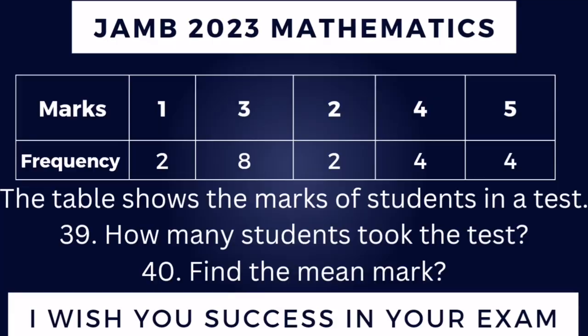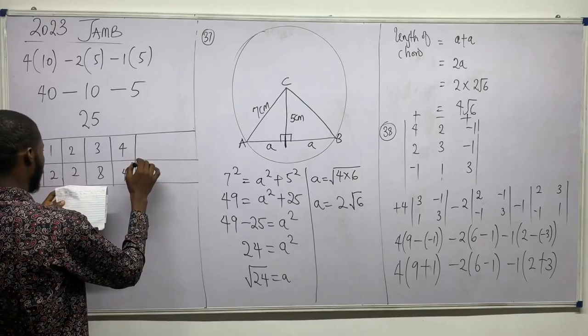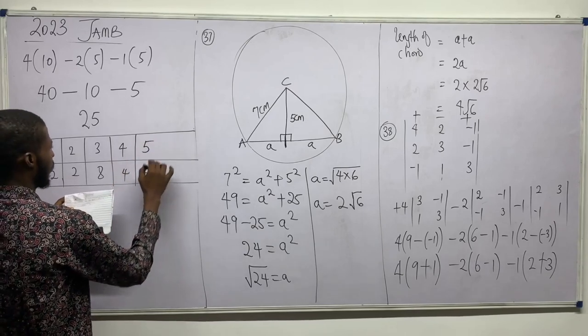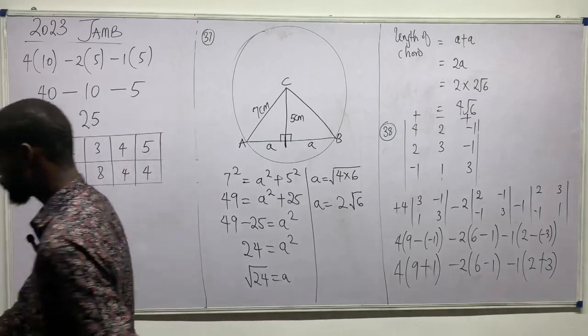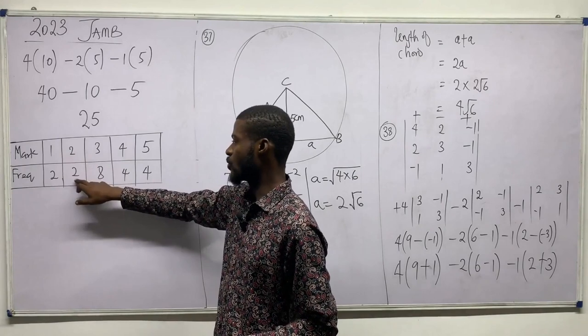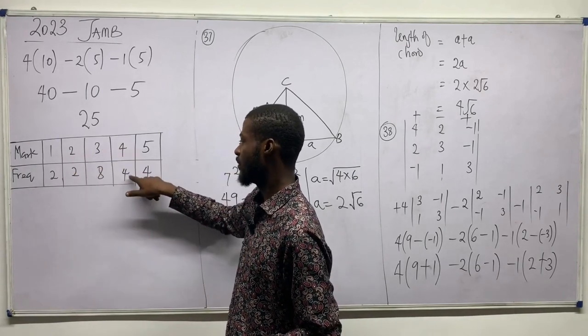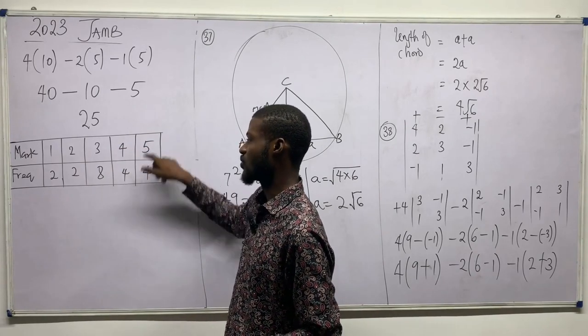Okay, the next one. Use the table below to answer questions 39 and 40. Now they said we have marks and we have frequencies. So what does that mean? I'm going to repeat that part so that we understand what frequency actually is. 2 students scored 1 mark, 2 students scored 2 marks, 8 students scored 3 marks, 4 students scored 4 marks, 4 students also scored 5 marks.